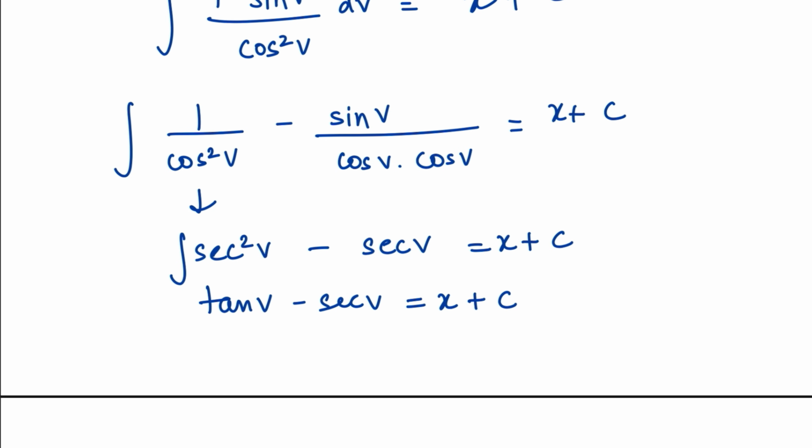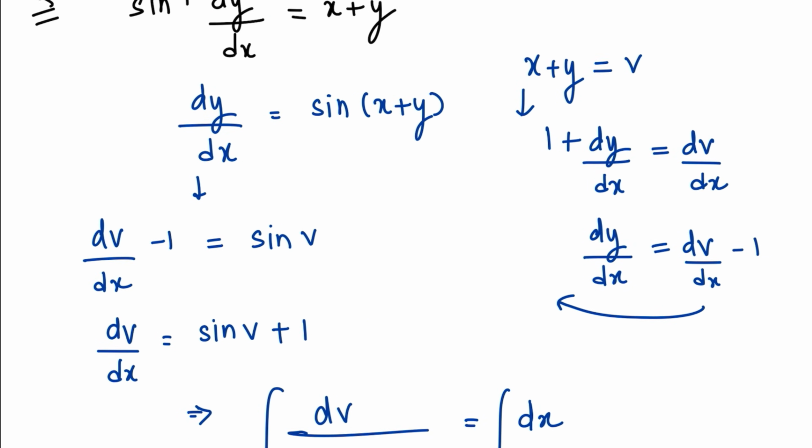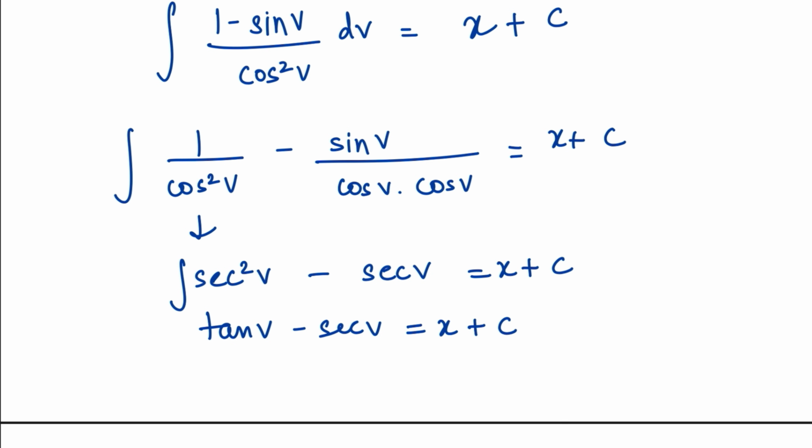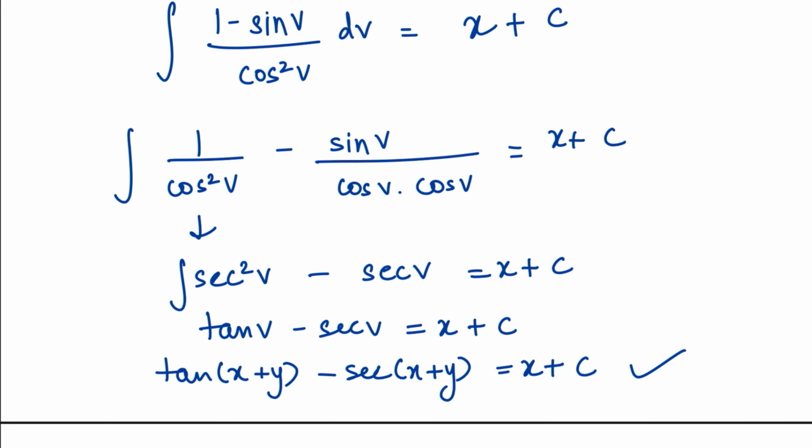Now I'll substitute the value back. v was equal to x plus y. So tan of x plus y minus sec of x plus y is equal to x plus c.